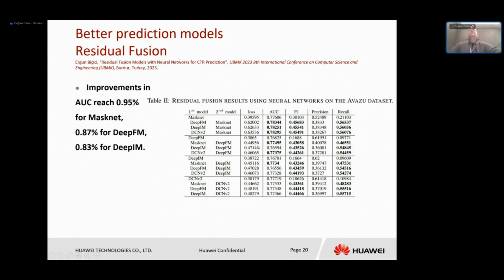Another technique is that we can use two different neural networks, because neural network models are also different. Two different neural network CTR prediction models are also good in some data sets, and they have different interaction models, and it's useful to combine them in a residual fusion technique. And we achieve again improvements that reach 0.895% for MaskNet in AUC and 0.87% for DeepFM and 0.83% for DeepIM.